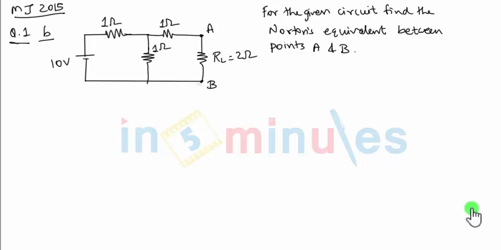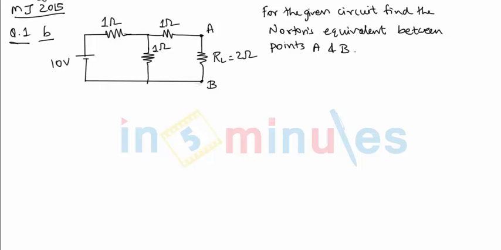In this video clip, we will continue with the questions that were asked in the May June 2015 paper. The next question in the first compulsory question number 1 was based on Norton's theorem. The question says, for the given circuit, find the Norton's equivalent between points A and B. So there are 2 points A and B across which we have to find out the Norton's equivalent of this entire network. So let us follow the steps that we have discussed in finding the Norton's equivalent circuit.